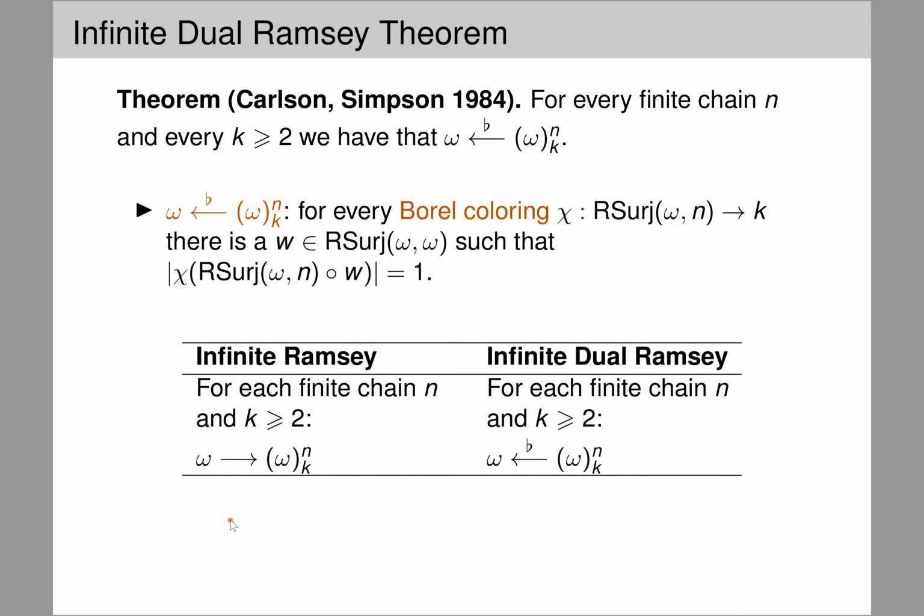So in the direct infinite Ramsey theorem, we are coloring just arbitrary embeddings of N into omega. And in the dual case, we have to resort to Borel colorings because there are too many surjections. And then using the axiom of choice, you can always construct a counterexample very easily, straightforwardly. So we need structured colorings. And one of the good ways of structuring such colorings is to consider Borel colorings.